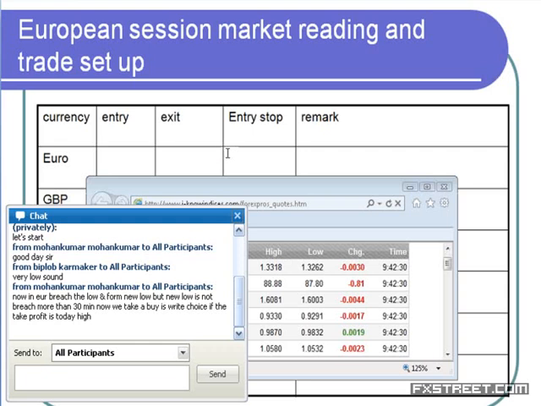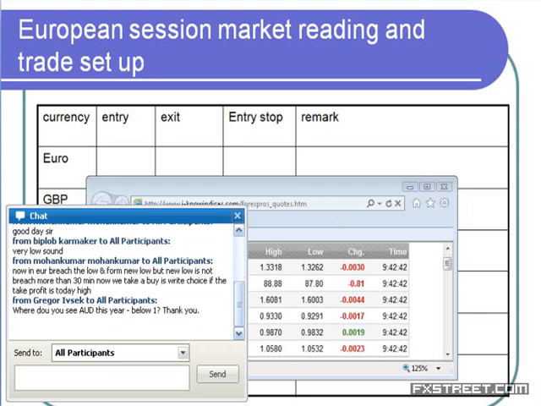Okay, Mohan Kumar. Now in euro, it breached the low and formed a new low, but the new low is not breached. Yes, the new low is not breached during 30 minutes of our observation. Now we can take a buy, but I just explained the condition. We can take a buy near the low and book profit near the initial low, 1.3278. So hardly we can get about 10 to 15 pips. If you are interested, you can do that.